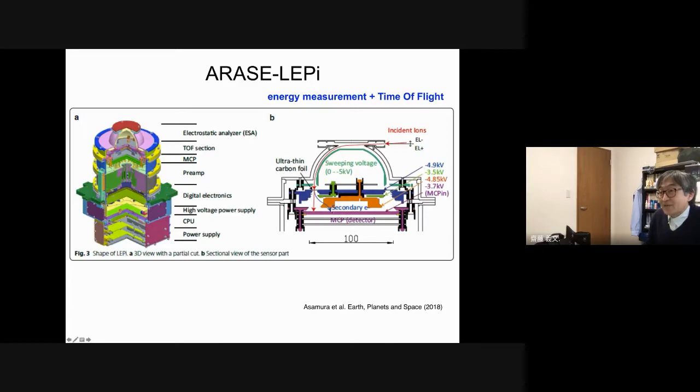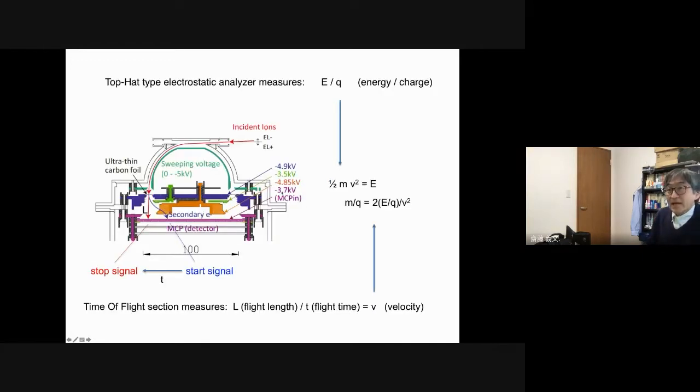here and an MCP detector here. Between the MCP and the top hat type electrostatic analyzer, we can see this section. This is the time of flight mass analysis section. Zooming into this section, what we have to do is to measure the time of flight of ions between here and here. We know the distance from here to here as L. We have to measure the timing that the ion passed through this ultra-thin carbon foil placed here and detected by this MCP.